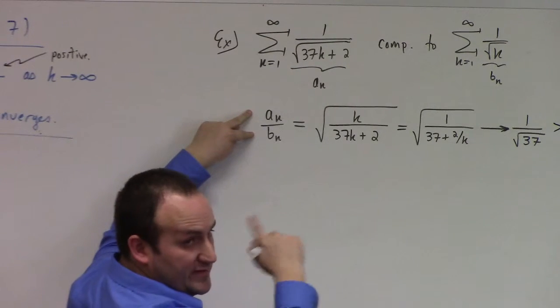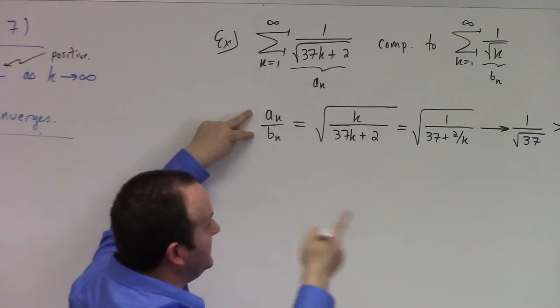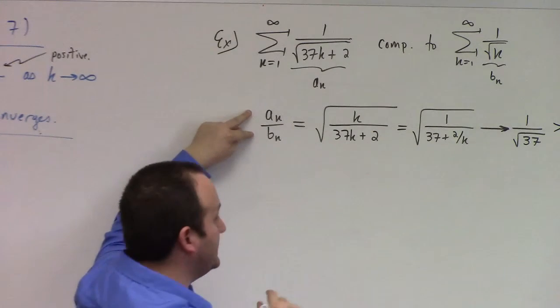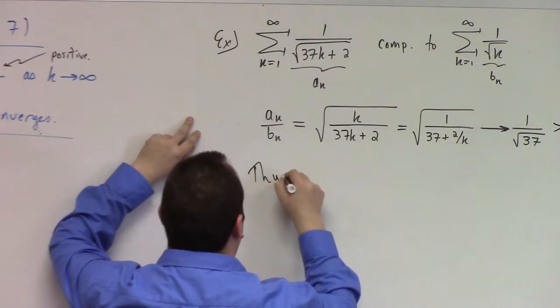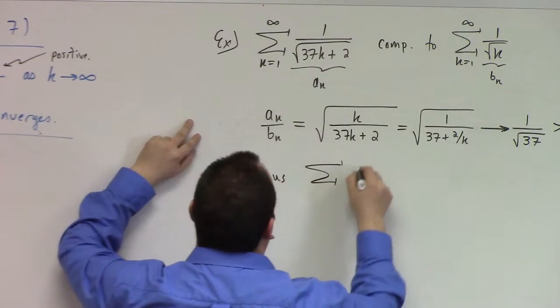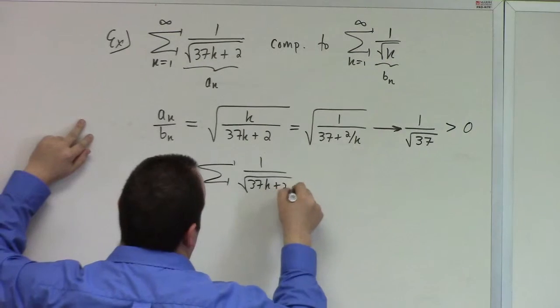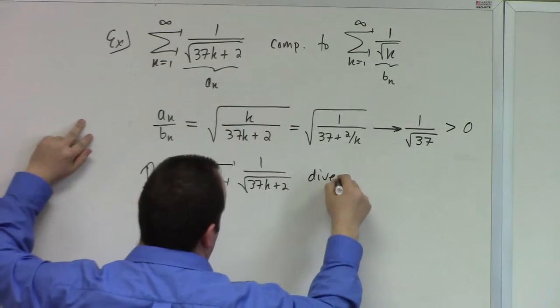So that means that we can compare these series by the limit comparison test. And what does the limit comparison test tell us? Diverges.